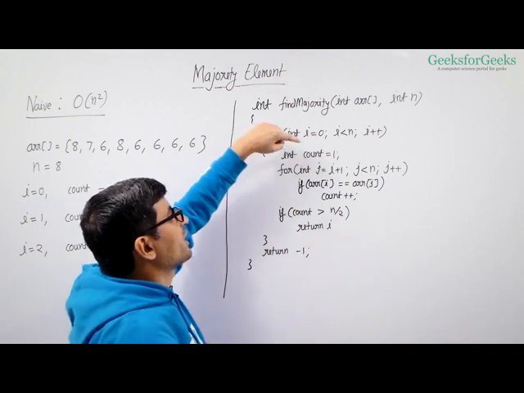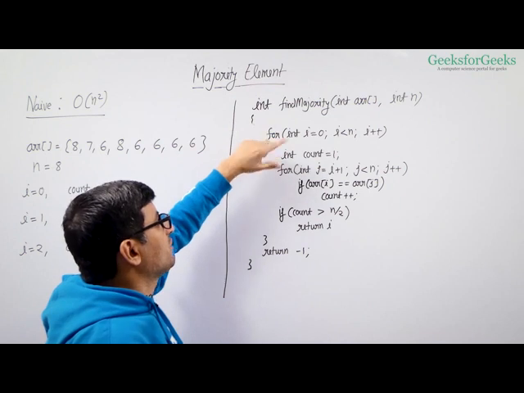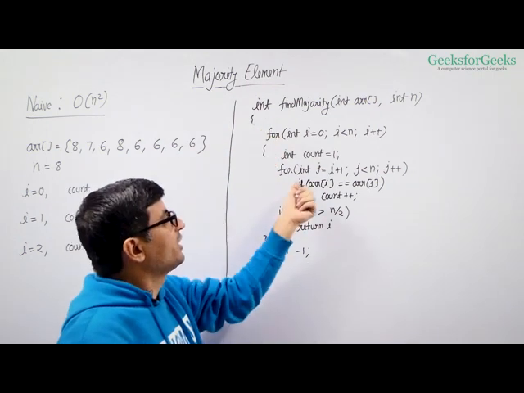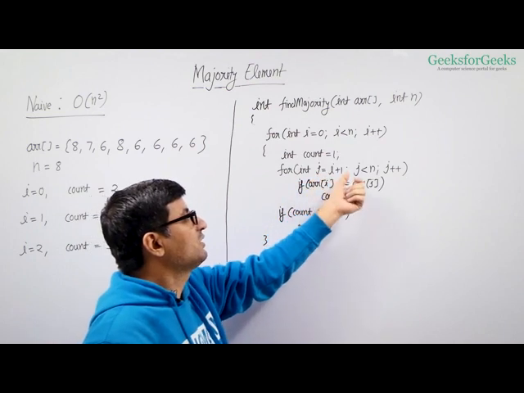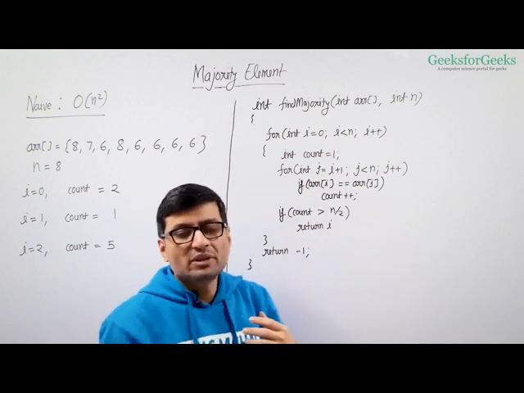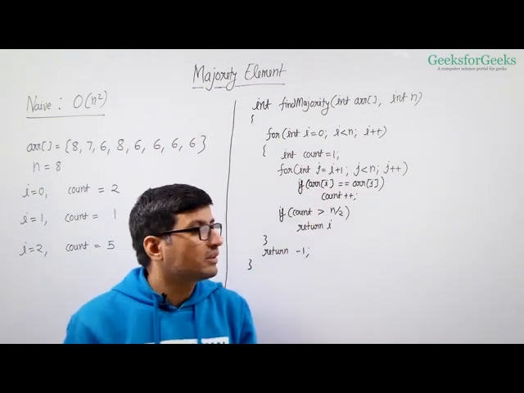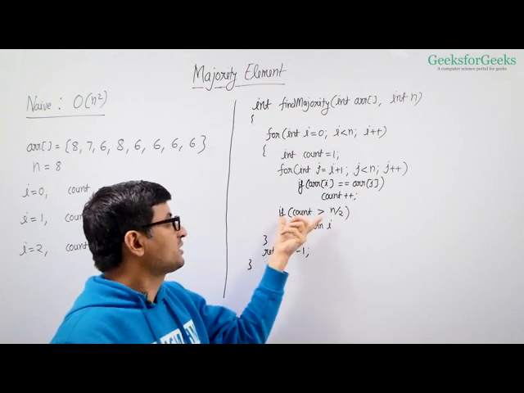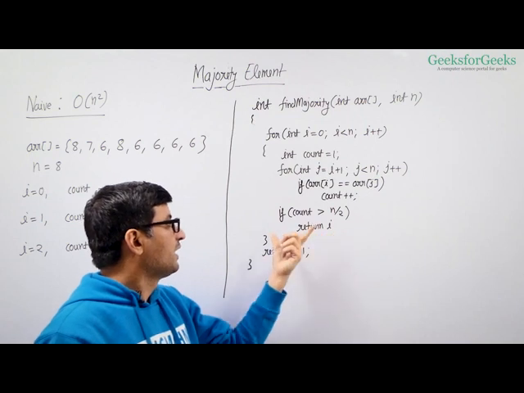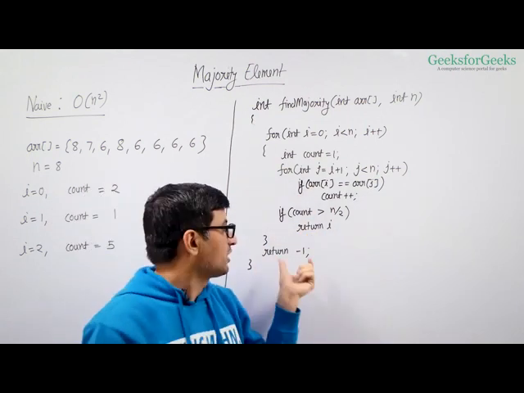So we run a loop for i equal to 0 to n minus 1. Inside this loop, we initialize the count as 1 because array[i] itself is a count for that element. And then we run a loop for j equal to i plus 1, j is smaller than n, j plus plus. If array[i] and array[j] are same, then we increment the count of array[i], right? How many times the array[i] element appeared. And if this count becomes more than n by 2 after this loop, then we return i. And if we come out of the loop and did not find any array[i] whose count was more than n by 2, we return -1.